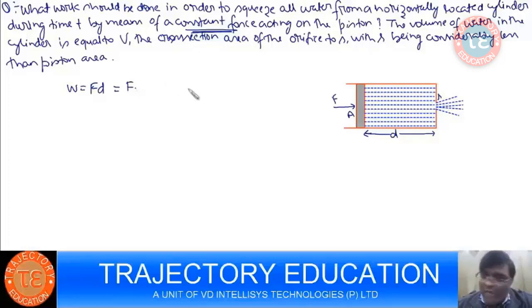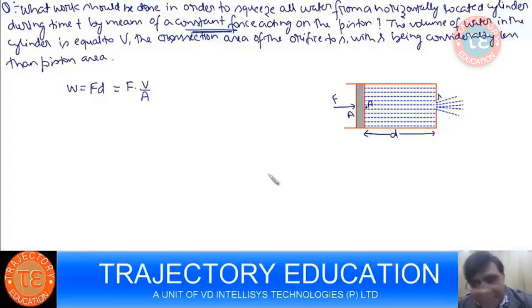So I can write, the volume is given to you, so D is V by A. Volume upon piston area is going to be D. So now we have to find F and A, or you can say we have to find F by A, right? Let's apply the Bernoulli equation over here.